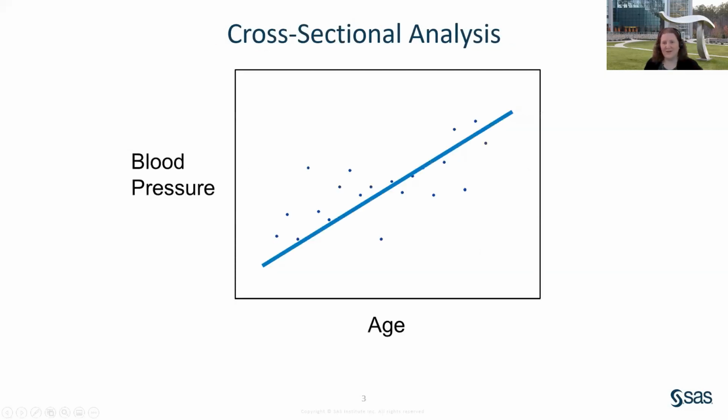So let's talk a little bit about the distinction between longitudinal data and what's called cross-sectional data. Cross-sectional data are data that are taken at just one time point. So what we're looking at here is we've collected blood pressure, and that's on the vertical axis, and then age, that's on the horizontal axis. And we've collected both of these variables on a person at one time point. So each of these dots represents one person at one time point. And we can certainly say something about the relationship between blood pressure and age here, right? As age increases, blood pressure increases.